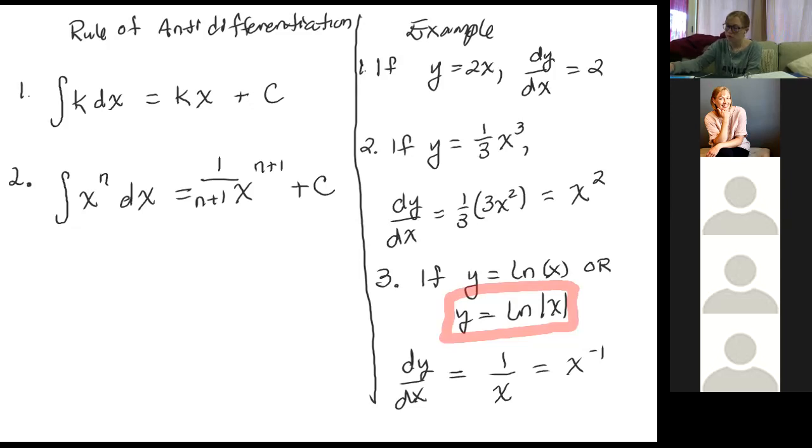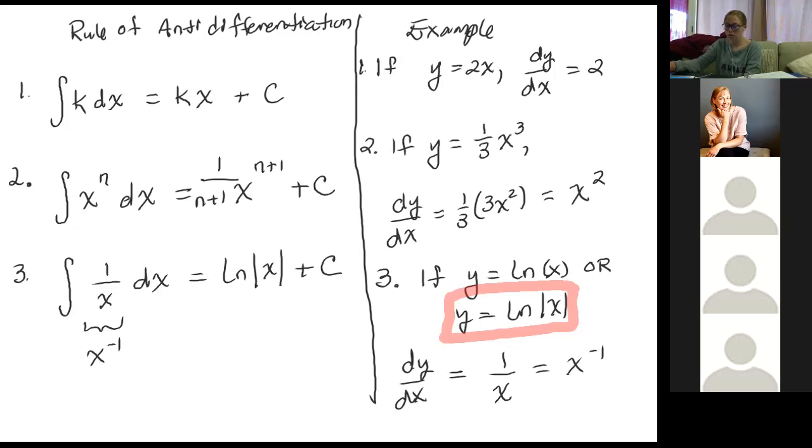So I'm going to write that down. If I am asked to find the antiderivative of 1 over x with respect to x, which could also be written as x to the negative 1, x to that very specific power of negative 1 instead of any other power here, then that antiderivative is equal to the natural log of the absolute value of x plus that constant c.